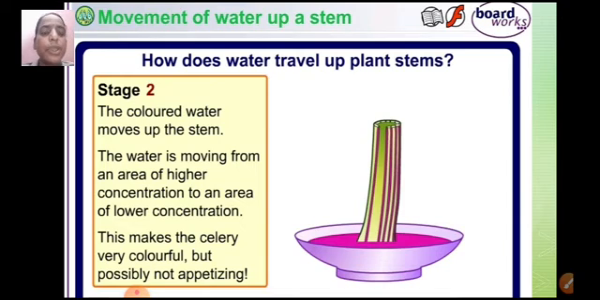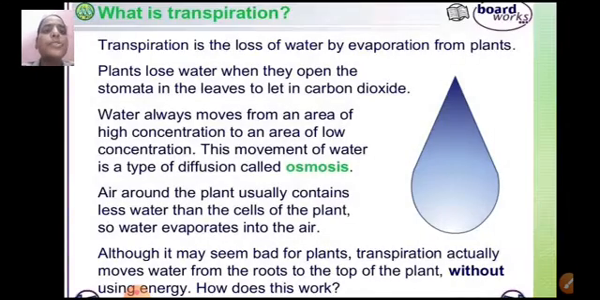What experiment could show the water levels up the stems? We have to take colored water and prove this with the help of an experiment. We have to take a simple celery stem and put the celery stem in colored water. Transpiration is the loss of water by evaporation from plants. Plants lose water when they open the stomata in the leaves to let in carbon dioxide.